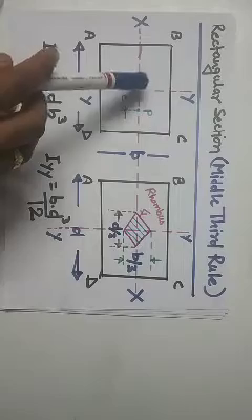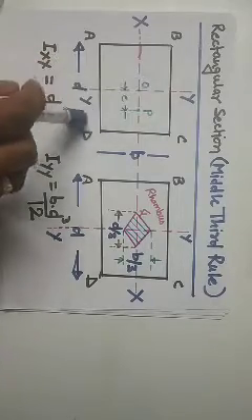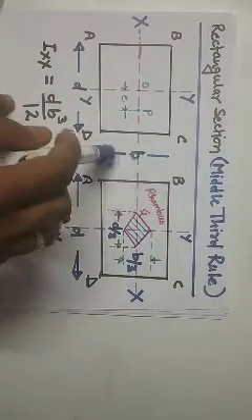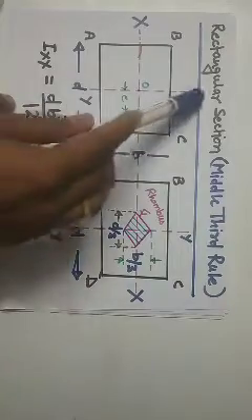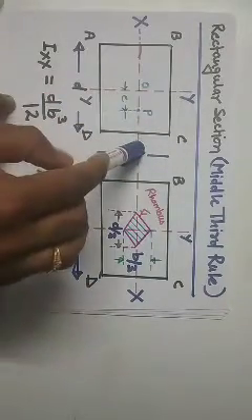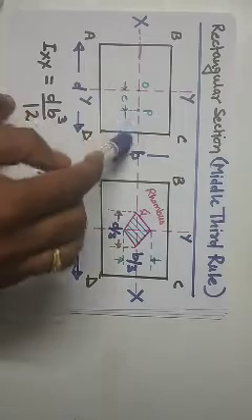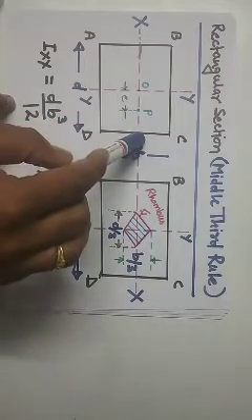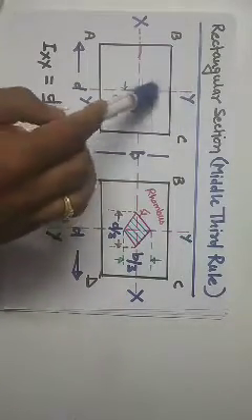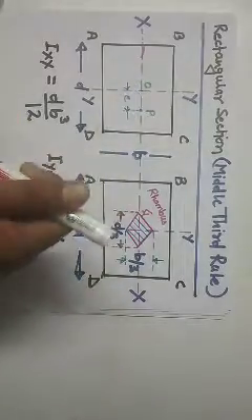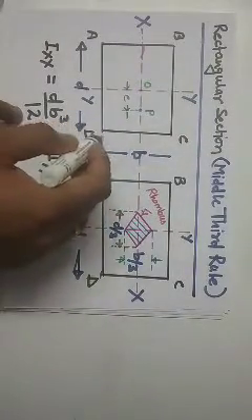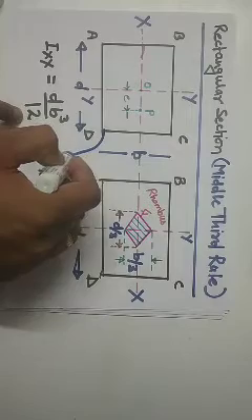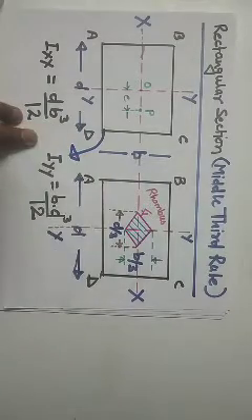And it is at a distance C from the centroid. This is depth D and this is width B. This is our x-axis and this is the y-axis. The load is on the x-axis, right? When the load is on the x-axis, then M_Y will be taken about the y-axis. Be very clear. When the load is on the x-axis, for this case this M_Y will be considered.